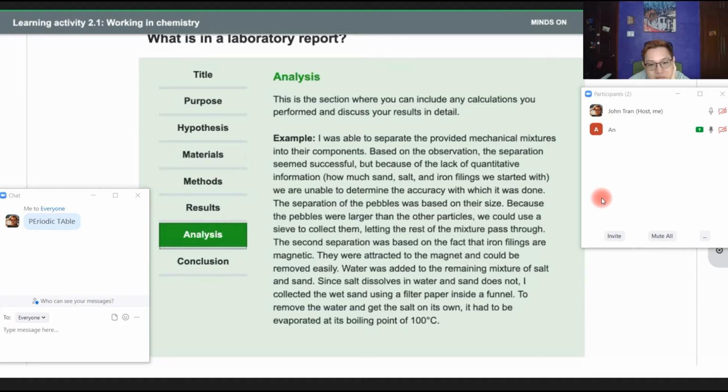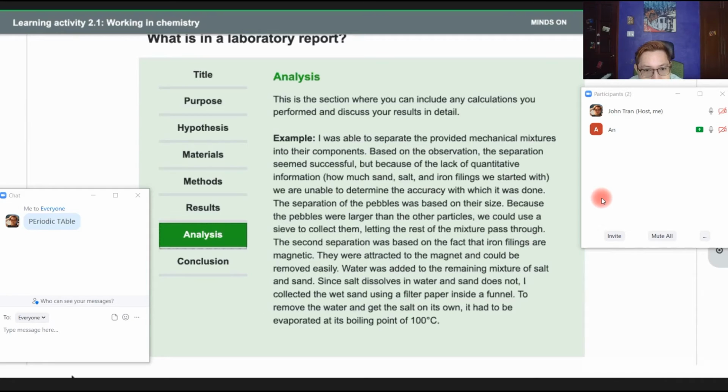It had to be evaporated at its boiling point of 100 degrees Celsius. I think now we just say 100 degrees Celsius, because everyone says that. We don't say the older form anymore. It's not wrong, but people don't use it anymore, so it's not natural to say. Anyway, let's continue.